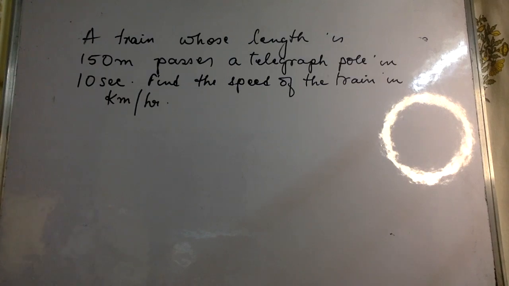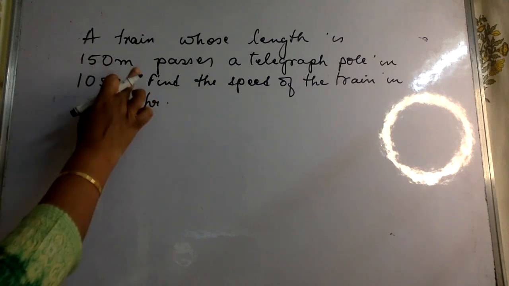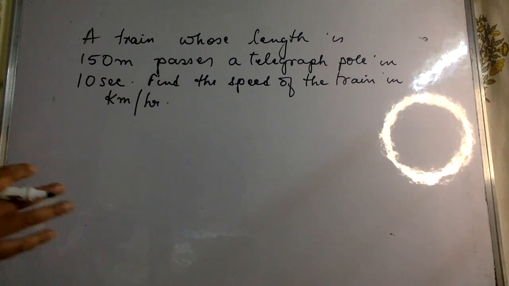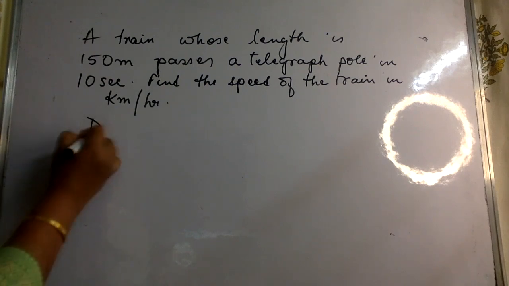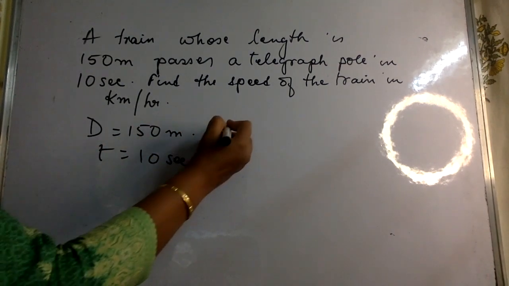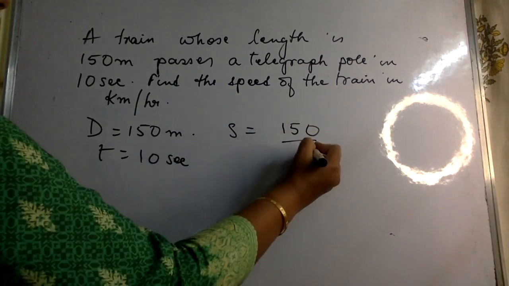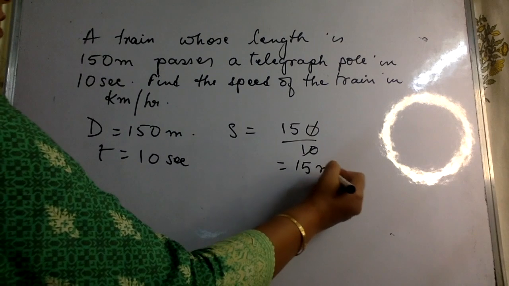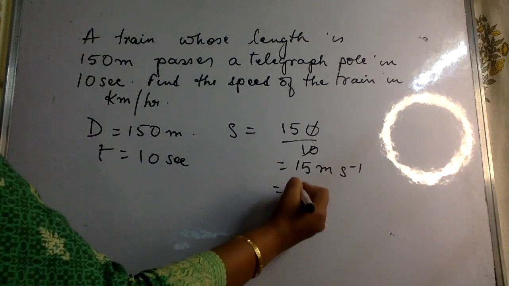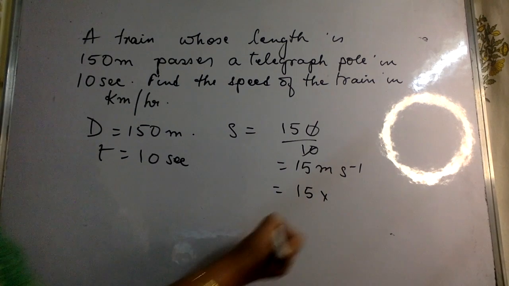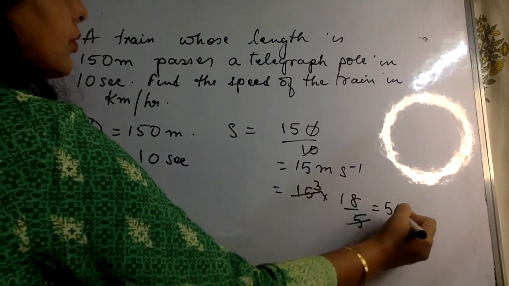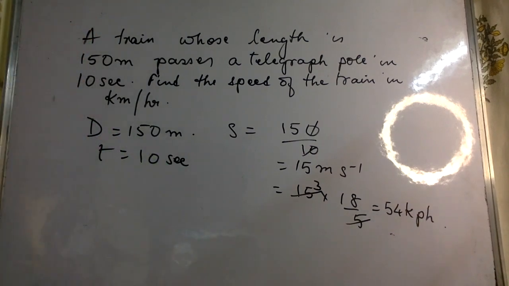Now here is another question. A train whose length is 150 meters passes a telegraph pole again in 10 seconds. Find the speed in kilometers per hour. So it is just a repeat of the previous question. Here again distance is the length of the train, and time is 10 seconds. Speed, which is distance by time, is 15 meters per second. But that is not what we wanted. So speed in kilometers per hour is 15 into 18 by 5, that is 3 into 18, which is 54 kph.